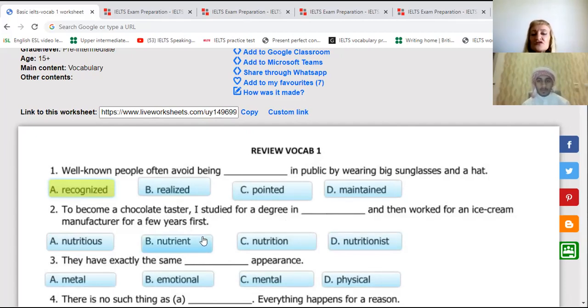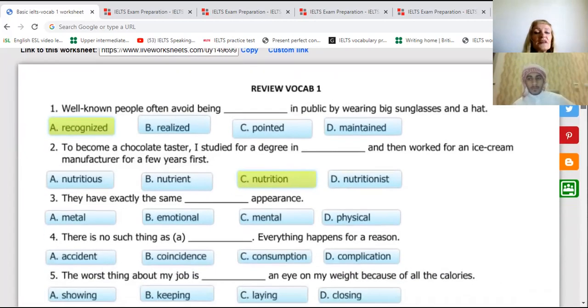Study for a degree in nutrient. No, it's not that one. It would actually be nutrition. I studied for a degree in nutrition and then worked for an ice cream maker for a few years. Okay, let's move on to the next one.